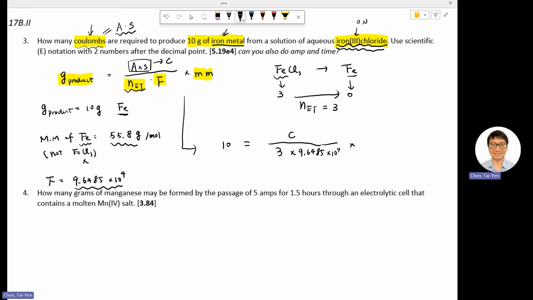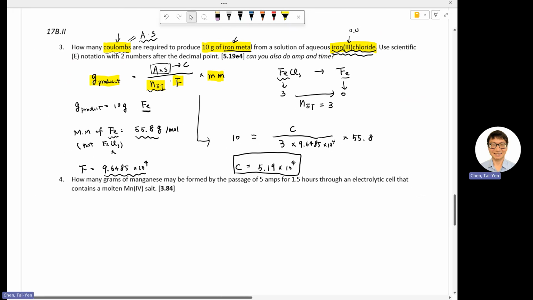Okay, molar mass is 55.8. So by solving this equation, you should be able to get your coulombs equal to 5.19 times 10 to the fourth power. So this is how you actually solve for this problem. This is the application of this specific electroplating equation.